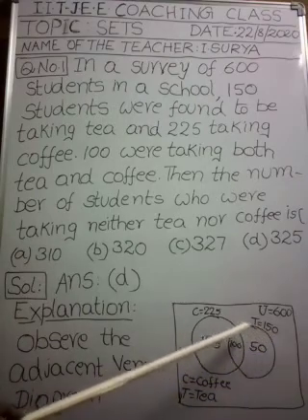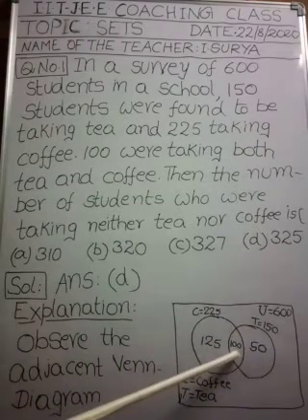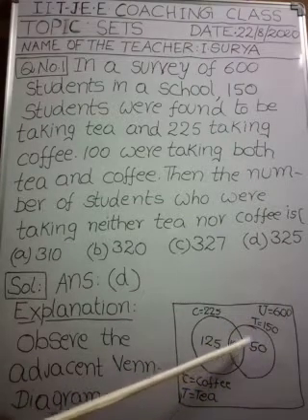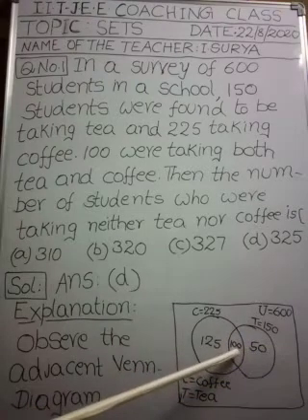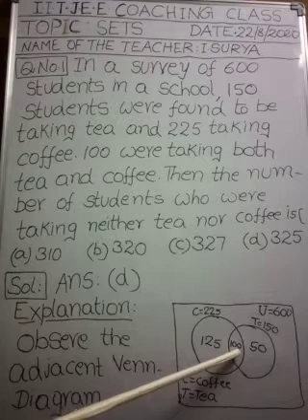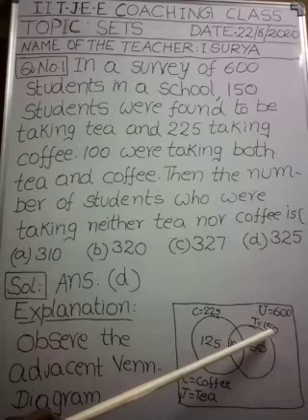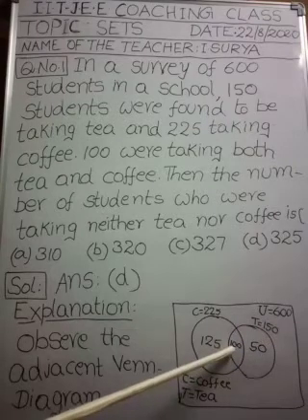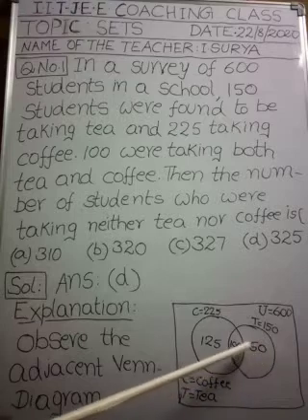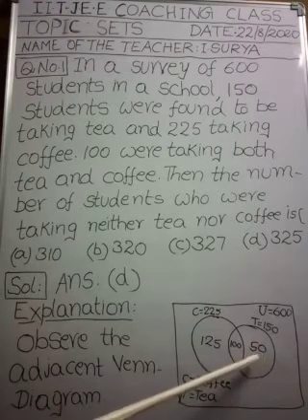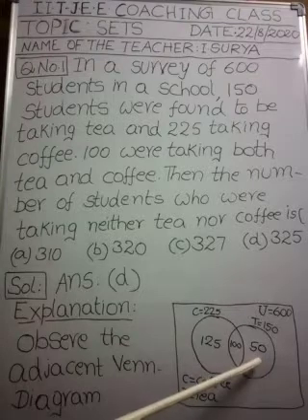Similarly, come to this circle. In this entire circle, a total of 150 students should be there. Observe this circle. Already 100 students are there. So how many students are left here? 150 minus 100. So this is 50. This number 50 denotes the number of students who take only tea.